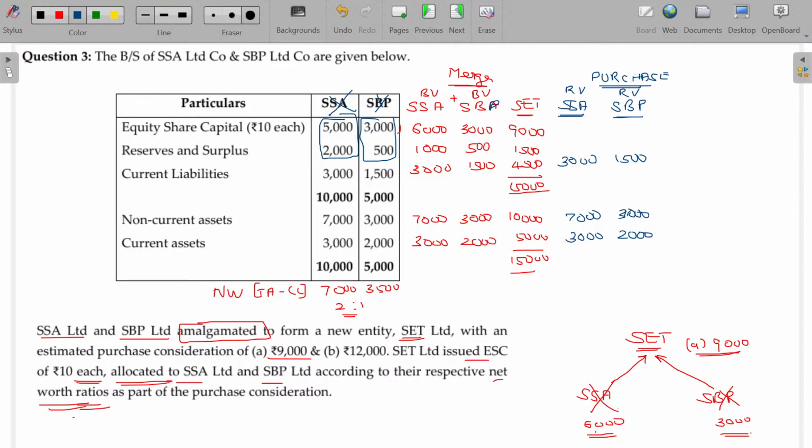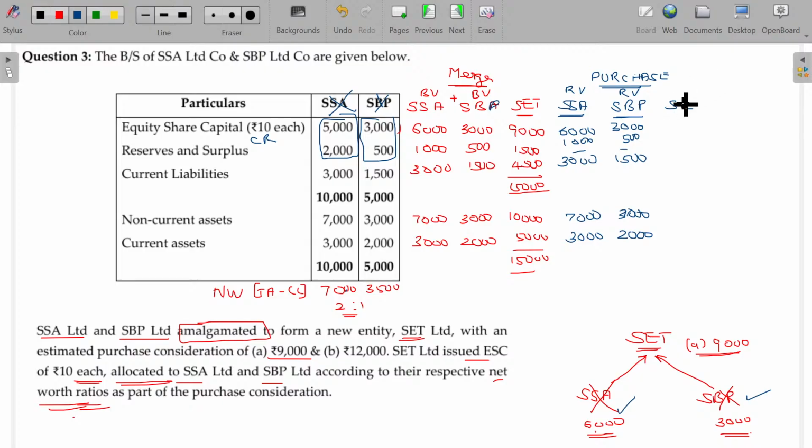The amount offered for SSA is 6,000. Actually, their net worth is 7,000, but we offer only 6,000. We offered lesser. As there is a gain, it will be named as capital reserve, CR 1,000. We don't have reserves and surplus here. Then for SBB, we offer 3,000 rupees, but their worth is 3,500. So the reserves and surplus are cancelled, but we have the capital reserve. When it is a merger, compare equity to equity: equity share capital and the purchase consideration offered. In case of the purchase method, net worth is 7,000, and we are offering only 6,000. We gain 1,000 rupees. The net worth of SBB is 3,500, but we offer only 3,000, a lesser offering. So the gain is named as capital reserve.